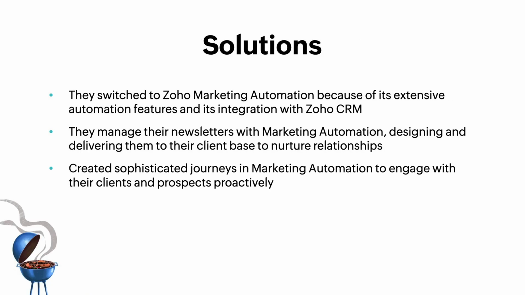What iTrust did was switch to an application called Zoho Marketing Automation, which there will be a full session on later, because of its automation features. Because they were sick and tired of all the manual processes, they switched to marketing automation. They extensively used a feature called Journeys, which is a way for you to set up a pathway that changes the content that you deliver to someone based on their own actions.